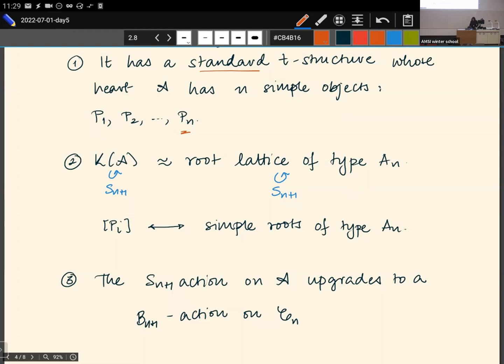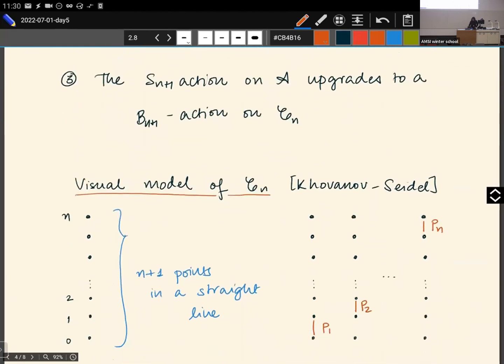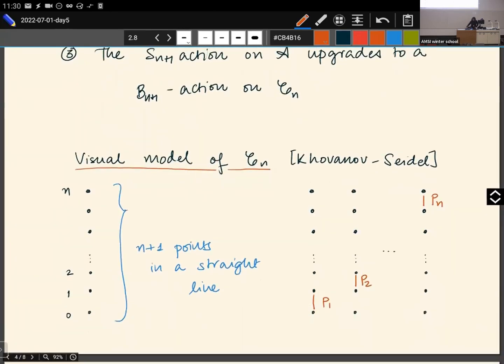But now, what does this have to do with points in the plane? Because that's what we were thinking about. So this is a beautiful visual model of this category, and it's due to Khovanov and Seidel from like 20-ish years ago. So on the left, I have n plus 1 points in a straight line.